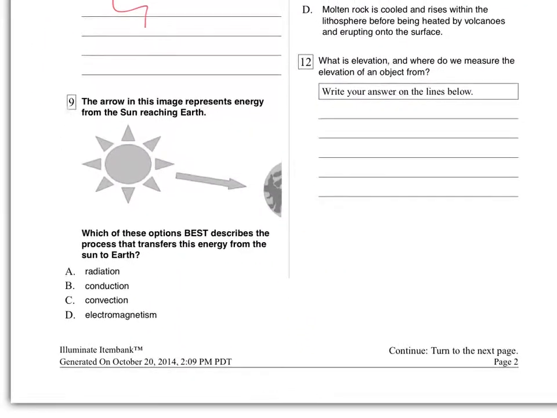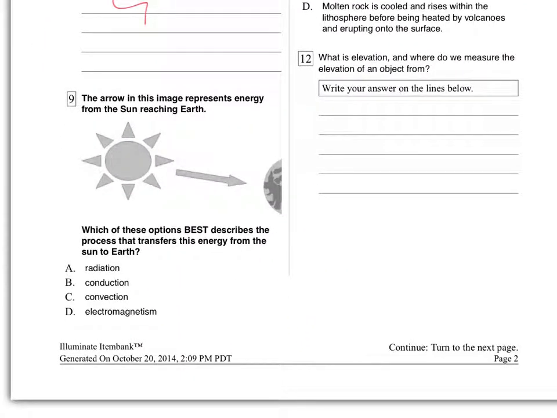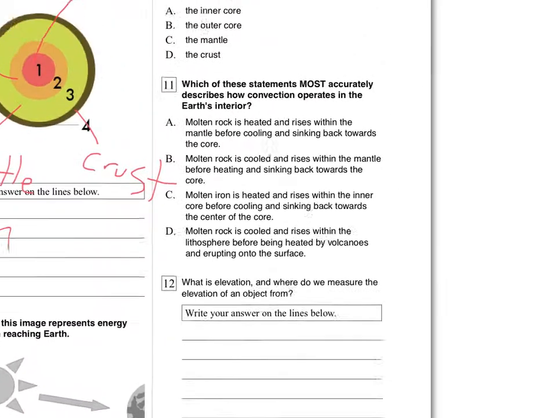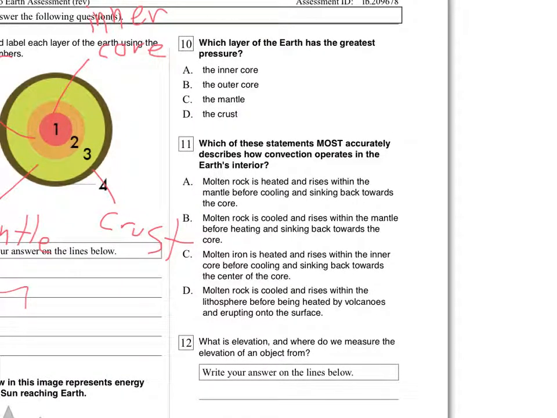Okay. Number 9 is radiation. Radiation is the type of energy transmission that doesn't require any matter between it. So the energy from the sun coming to Earth is radiation. 10 is the inner core, and these are actually all the same layers as these.